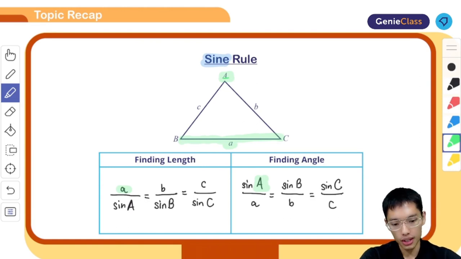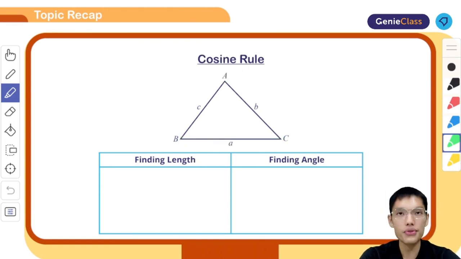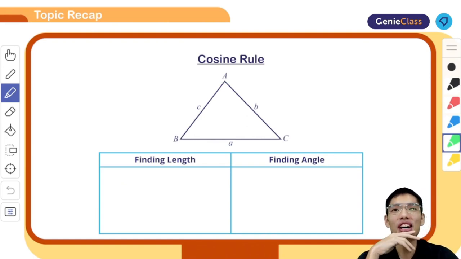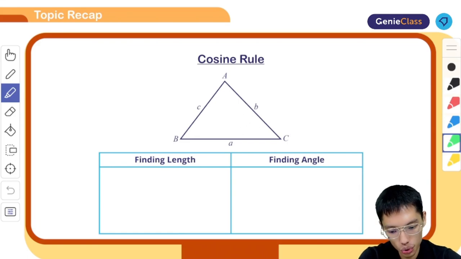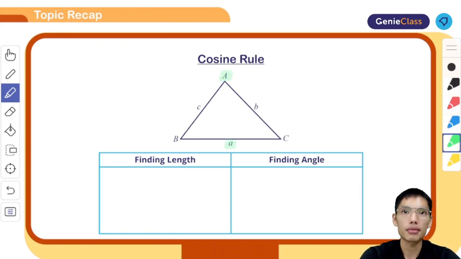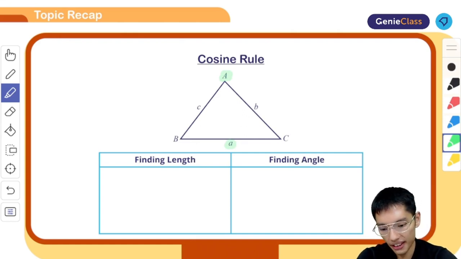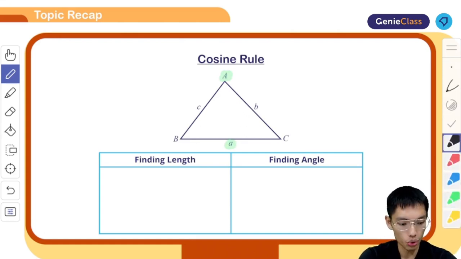Cosine rule. Okay, so moving on to my cosine rule. Sorry, my transition is a bit lagging over here. Cosine rule. Now, in this case, let's take a look. Finding length. Suppose, let's say, if I were to talk about cosine rule. Again, let's take reference to my vertex A over here and my side A over here. So finding length, length has to be the subject. It's easier to do it that way.